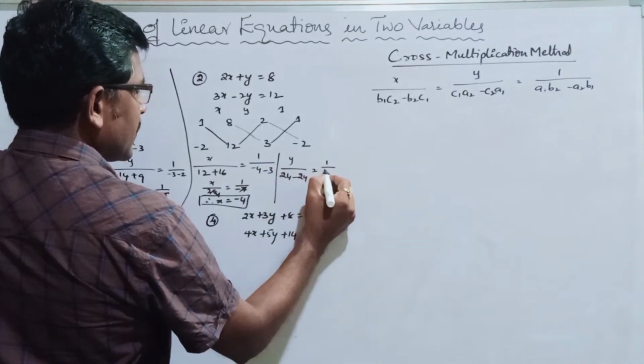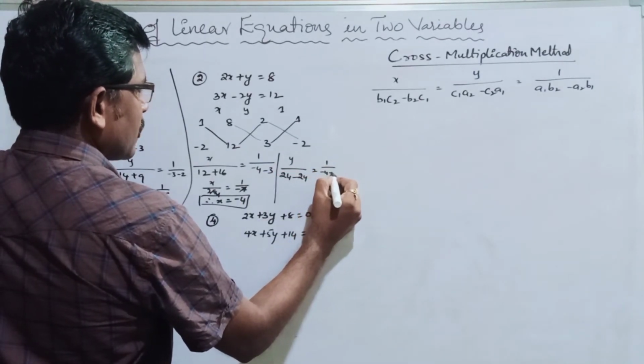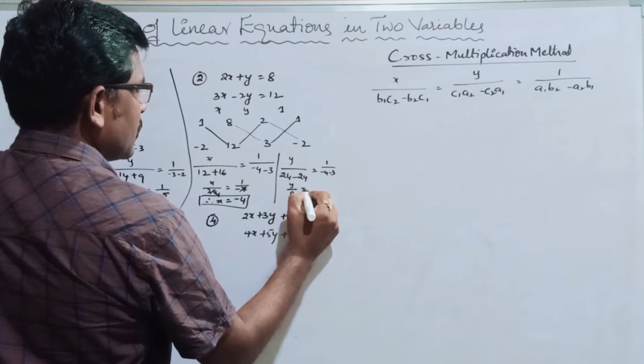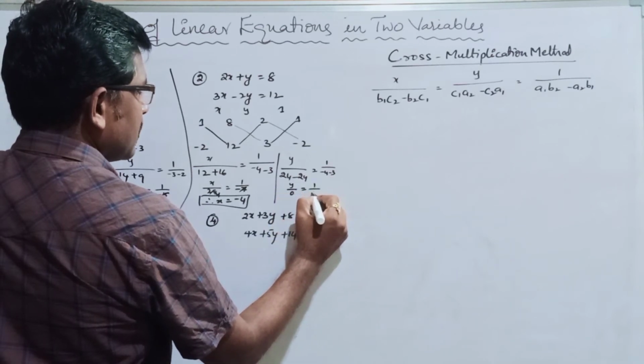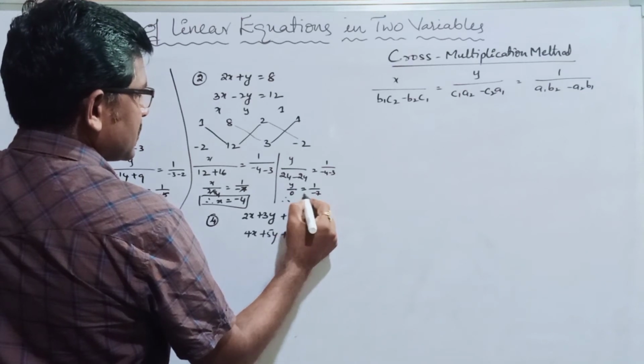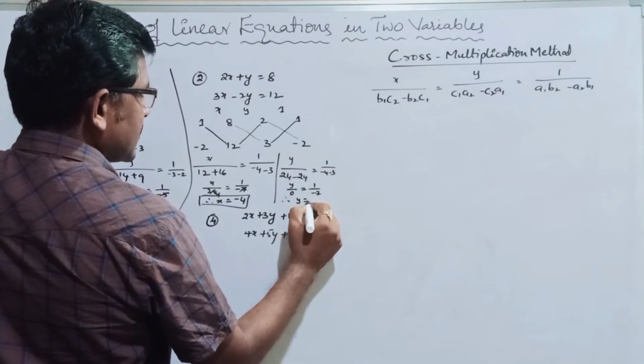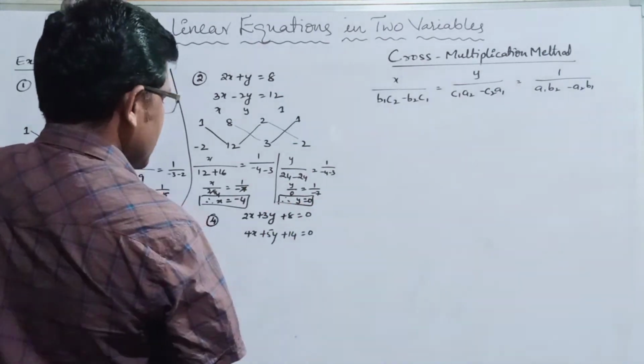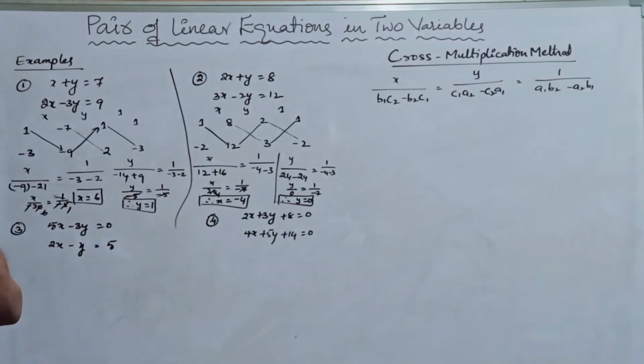Similarly, y by 8 3s are 24 minus 12 2s are 24, is equals to same 1 by minus 4 minus 3. Y by 0 is equals to 1 by minus 7. Therefore, 7y is equals to 0, y is equals to 0. x is equals to minus 4, y is equals to 0.